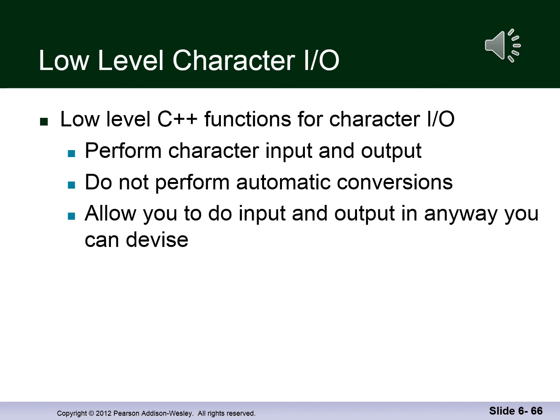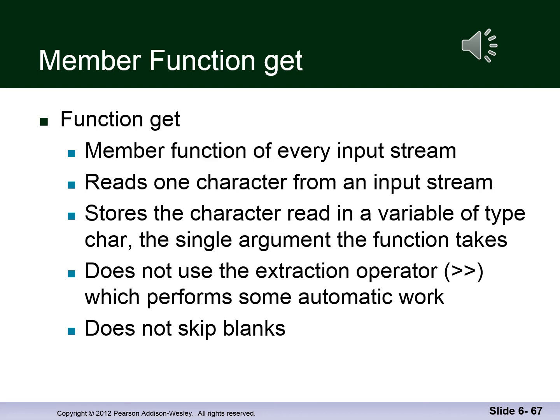Every input stream has a member function named get. And get is used to read one character from an input stream. It stores the character read in a variable of type char, the single argument the function accepts. The get function does not use the extraction operator, which performs some automatic work. And you'll see the difference between using the extraction operator versus using get. One glaring difference is that get does not skip blanks. It gets a blank as the next char, and it also does not skip the end of line character, which we'll get to in a second in depth.